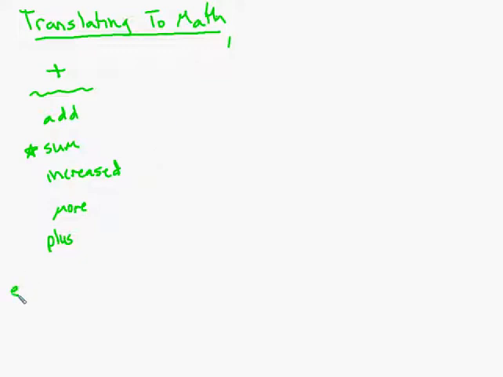So for example, 5 increased by x. Well, what am I going to write? 5 plus x. We good? Does that make sense? All right. Now let's think of minus. I know I go kind of fast. You'll get used to writing fast, I hope.